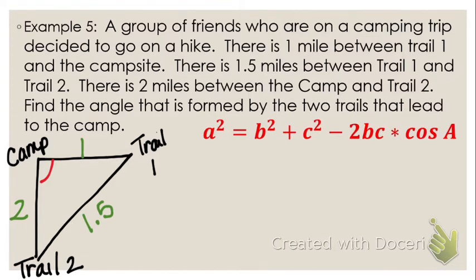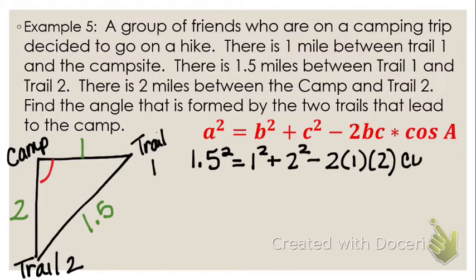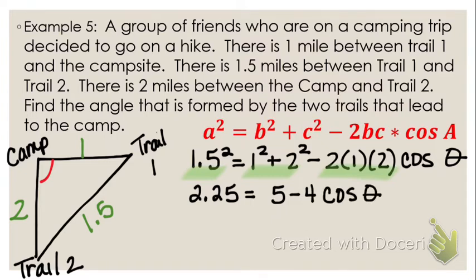All right, so let's go ahead and set it up. If I'm trying to find the angle, I need to start with the side opposite, which is the 1.5. So when I set it up, I have 1.5 squared equals the other 2 sides squared. So that equals 1 squared plus 2 squared minus 2 times 1 times 2. And then it's the cosine of that angle that we don't know. So I'm going to break this apart, put it in my calculator. So 1.5 squared is 2.25. That equals 5 minus 4 times the cosine of theta.